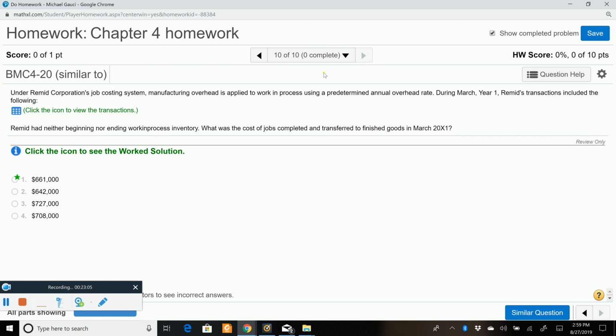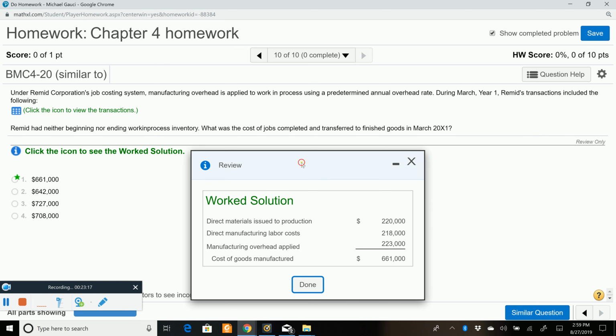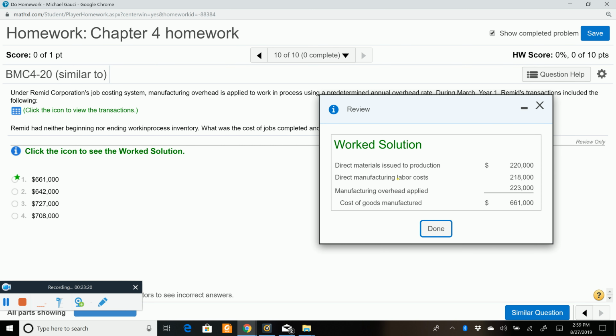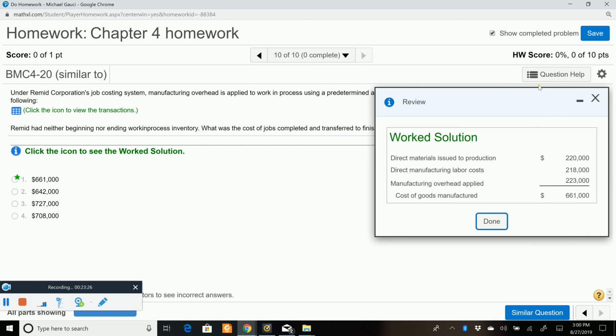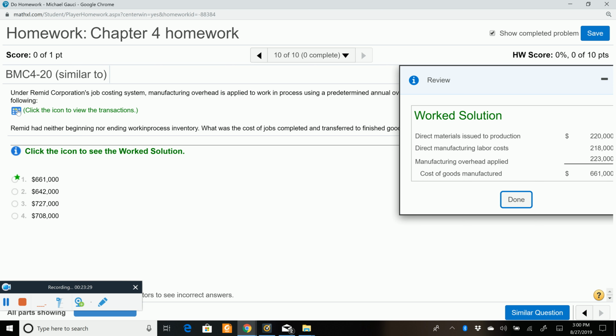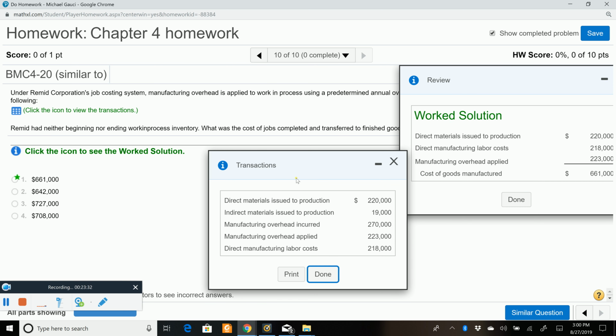And last but not least, how much of the job cost, manufacturing cost, was transferred to finished goods for the year? And we can see, once again, manufacturing costs are the direct materials, direct labor, and the applied overhead. So the answer is $661,000. Let me pull up the information that was given to us, and we can figure out how to get the $661,000. Well, the first piece is the direct materials. The author gave that number to us. The second piece is the direct labor, $218,000. The author gave that to us. And the third piece is applied overhead.